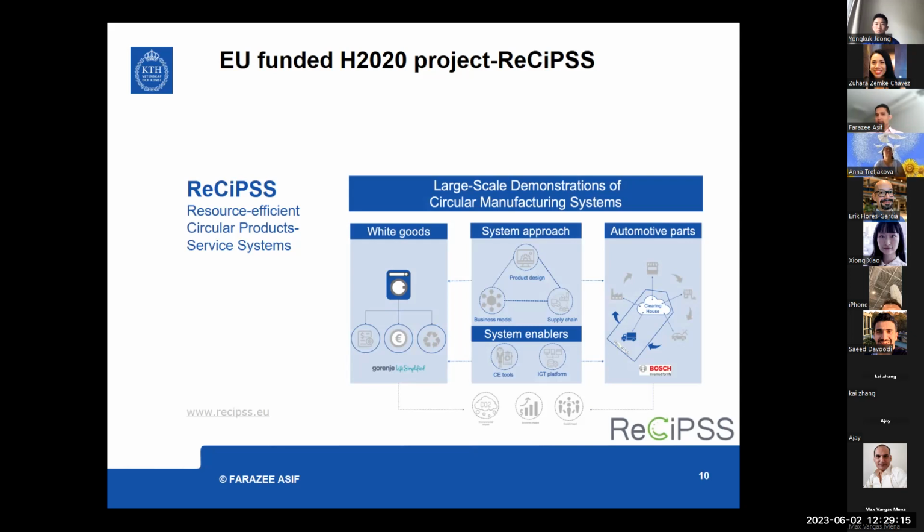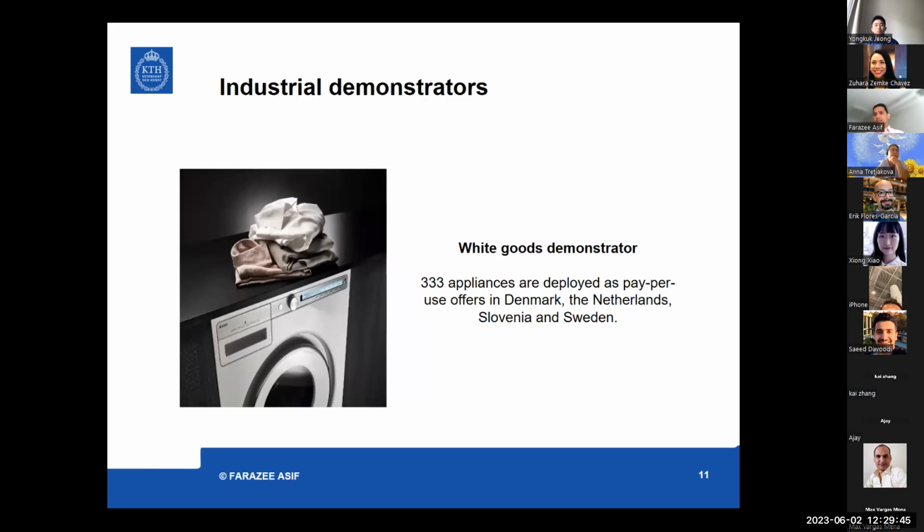And to implement CMS, we took a system approach, as you see in the middle. We looked into business model, we looked into product design, and we also looked into supply chain and their interaction. And we also developed some enabling tools, ICT platforms, which I will briefly describe. And this together has supported the companies to become circular. So this is the white goods example.